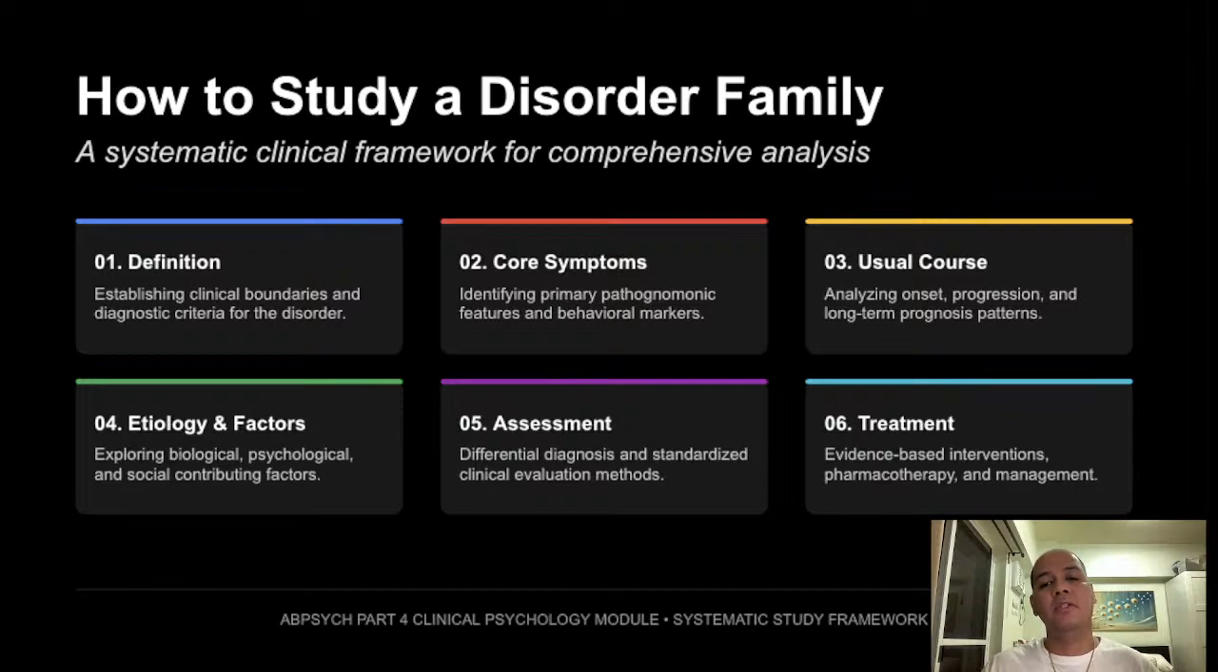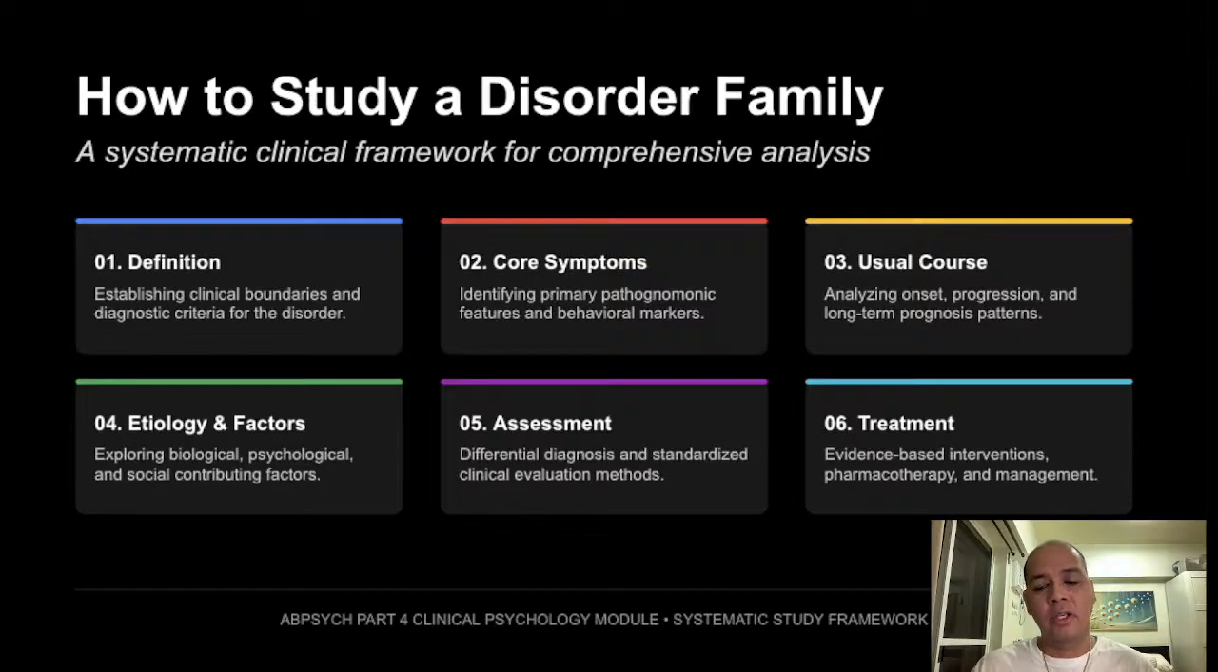So, how to study a disorder family? The best way to study a disorder family is to use the same structure every time. Otherwise, everything starts blending together, and before you know it, every symptom sounds like anxiety, depression, trauma, or sleep deprivation, which, to be fair, is not always easy to separate in college life.